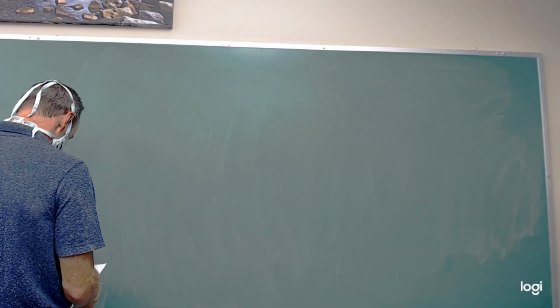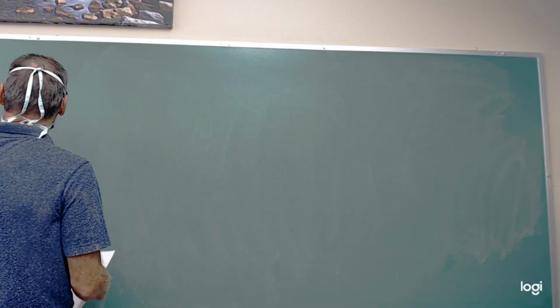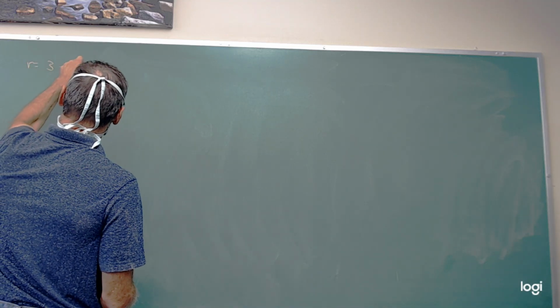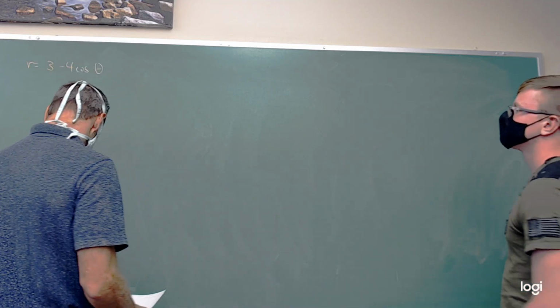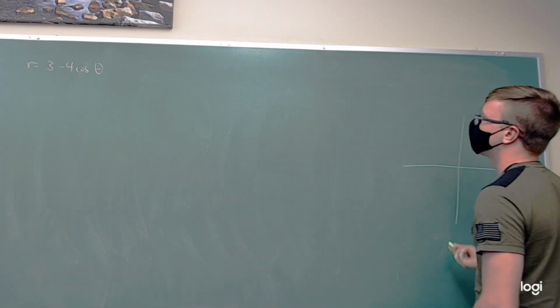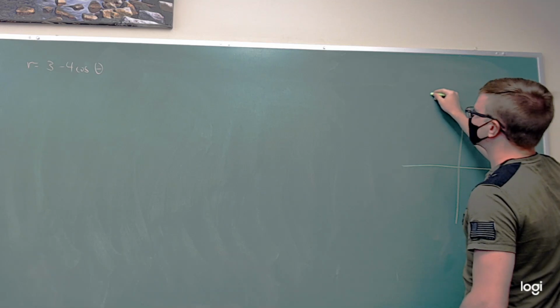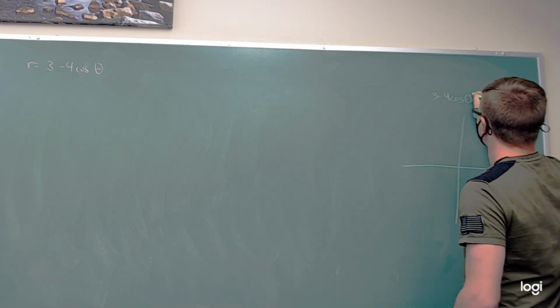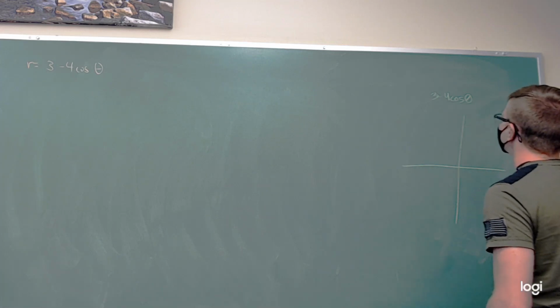Let's do r equals 3 minus 4 cosine theta. We're going to graph it again. Now, what's this going to be? And you can name it also. Okay, b is less than a. I mean, a is greater than b.